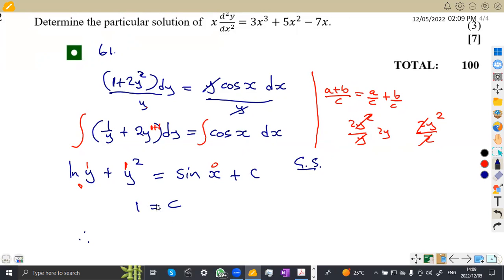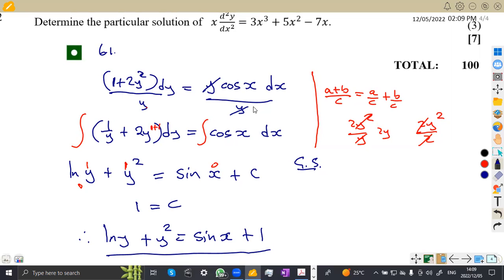So therefore, if c is equal to 1, we are going to write this as ln y plus y squared is equivalent to sine x plus that c that we got, and we said our c is 1. So now we have the particular solution. Okay, so that was it from this part 6.1.